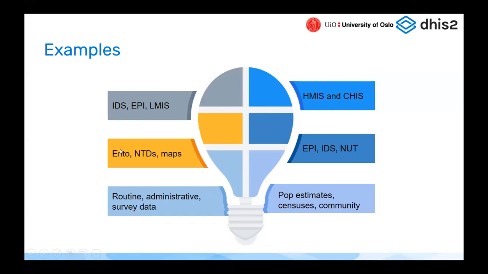In some cases, you might want to triangulate information coming from estimates together with information that you collect from the community and from the censuses, which some countries do more often and some less often. That's even more important in this case. It can also be very important to triangulate information from your HMIS and from your CHIS, so the information coming from communities and the information coming from your health facilities. That's also very important when we're talking about surveillance and, of course, EPI. As you can see, these are just a couple of examples, but the examples are infinite, and it's very dependent on the availability of data that you have in your national repository.